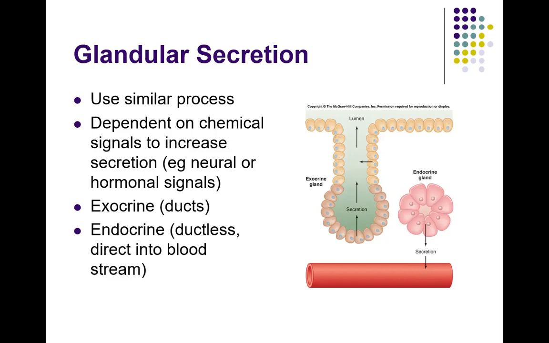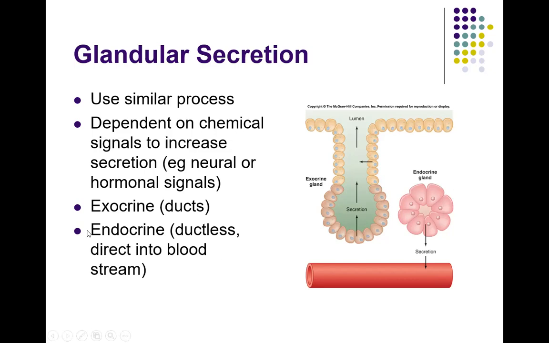pancreas, thyroid, a bunch of these different endocrine glands. They secrete different hormones, and there's no duct or tube that connects them to anything. They just secrete outside of themselves, and those secretions go into the blood and travel through the bloodstream to target organs.